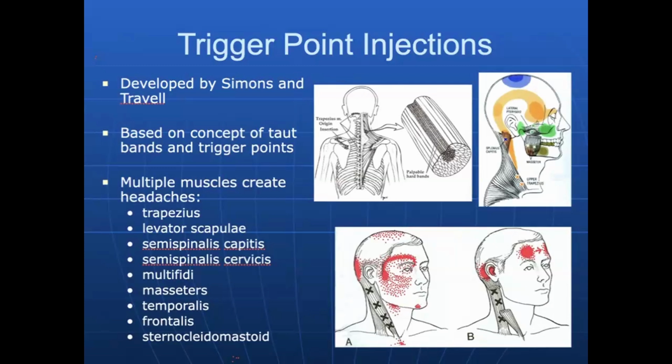And a bunch of these trigger points can trigger these sort of headachy type symptoms. So that's what you look for with trigger point injections. You look for these distinct taut bands in the muscles, and then you inject something into them, whether it be lidocaine or lidocaine plus something. And you're typically going after muscles like the trapezius, levator scapula, the suboccipitals. You can go after the masseters, the temporalis, frontalis, sternocleidomastoid. There's a bunch of different muscles you can target with trigger point injections.